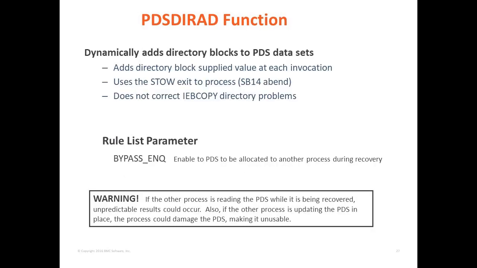The PDSDIRAD function can dynamically add directory blocks to regular PDS datasets. There are limitations because of the process required to add directory blocks. The STO interface from IBM is how directory blocks are added. Within the RList, you can have the option to bypass the ENQ. Care should be taken if bypassing the ENQ for some libraries, as the TTR entries will change, possibly disrupting some online processes.